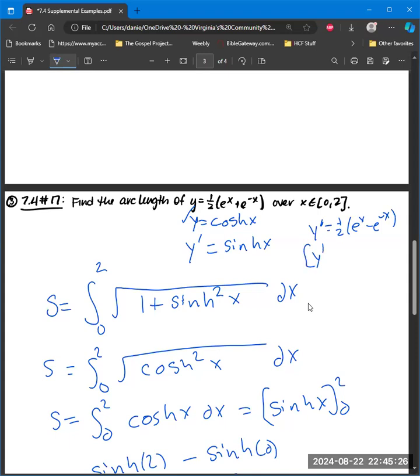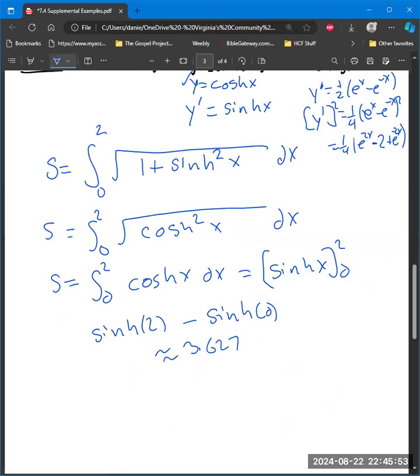Y prime squared, which I'm going to need, is going to be 1/4 of (e to the x minus e to the negative x) squared, which is 1/4 of e to the 2x minus 1 minus another 1 is minus 2, plus e to the negative 2x. So we're going to have 1/4 e to the 2x minus 1/2 plus 1/4 e to the negative 2x.